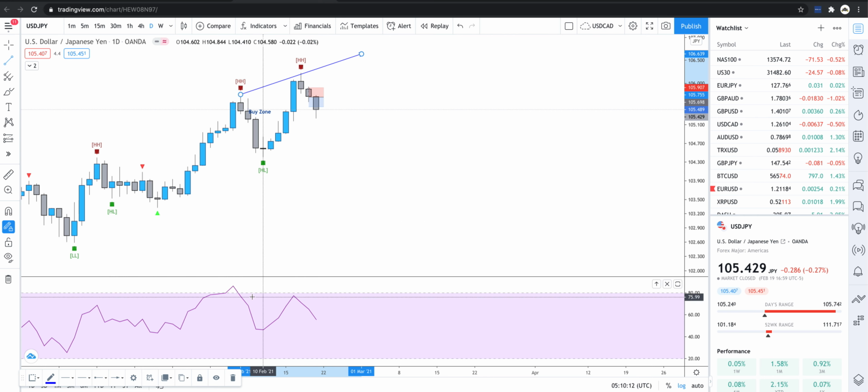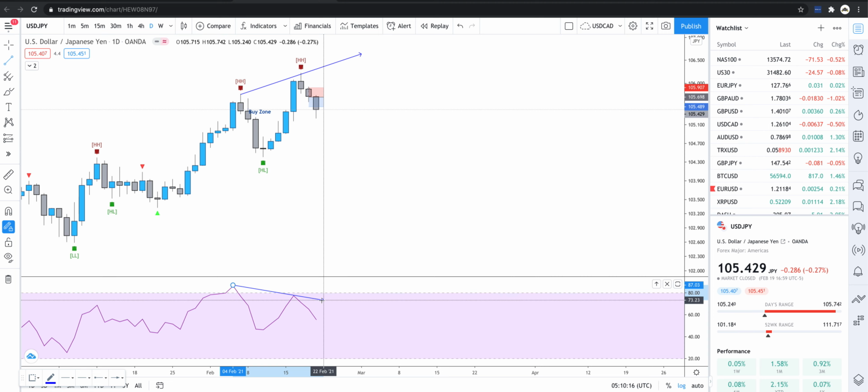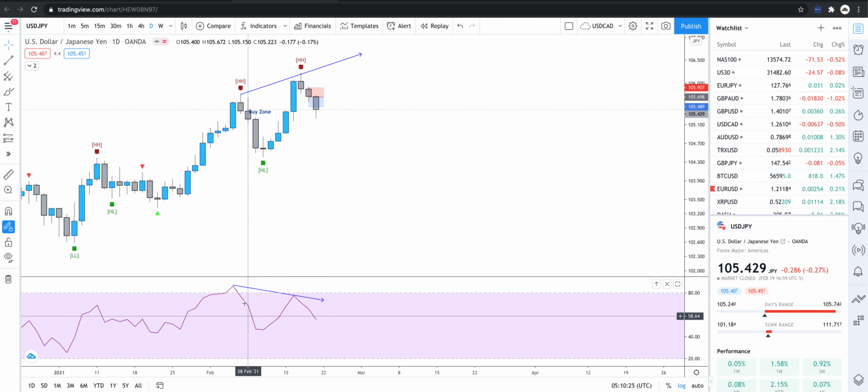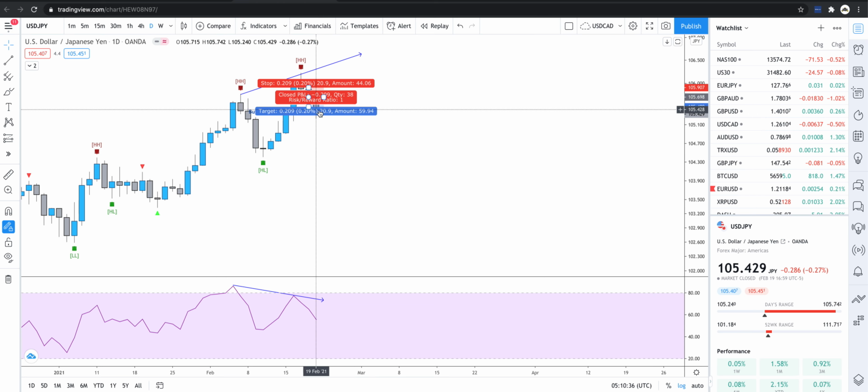But when I look down here at the RSI, over here is overbought, and then at this next higher point, it's making a lower high down here. So this is going up on the price, but on the RSI it's going down. That's how you get your divergence, and that's how you can take the trade in the counter trend.